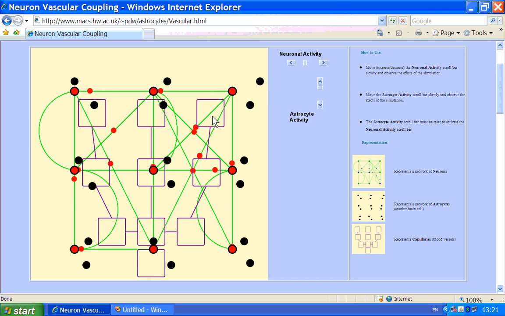What you see now is that the blood vessels widen. They dilate. That's how the brain works. If your neurons are very active, then the blood vessels dilate. Let me turn up the neural activity more.